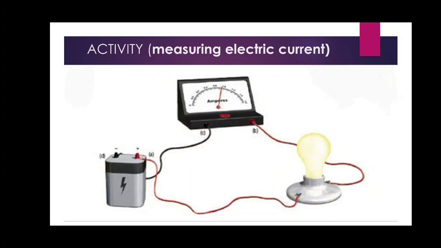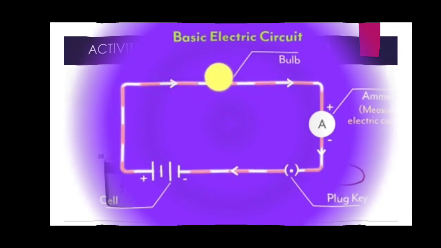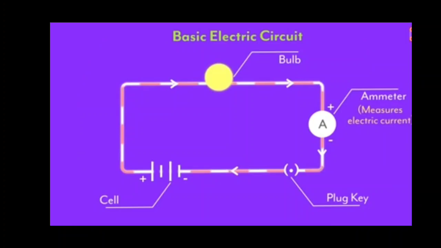Here we have a simple circuit: battery, bulb and ammeter. All three are connected in series with each other. Series connection, as you all know, is an end-to-end connection. Now, this circuit which we saw previously is represented using a circuit diagram.